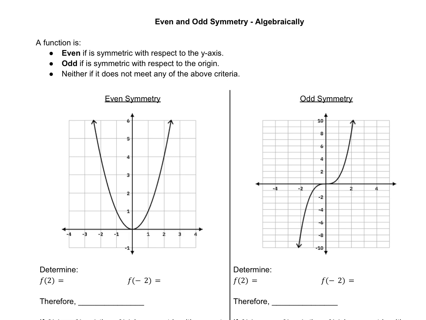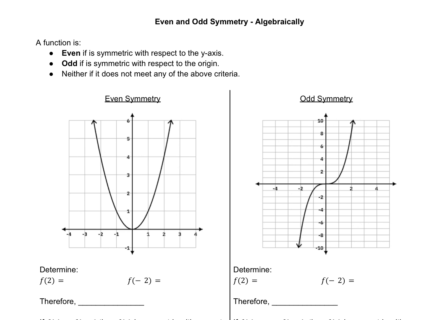In this video, we will look at the algebraic definition of even and odd functions. As a reminder, an even function is one that has symmetry with respect to the y-axis. So if you take a function and reflect it over the y-axis, you will have the exact same original function. An odd function is symmetric with respect to the origin.